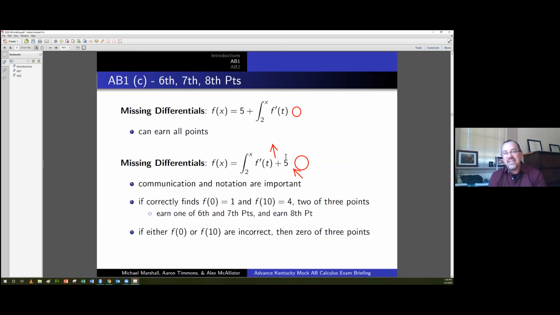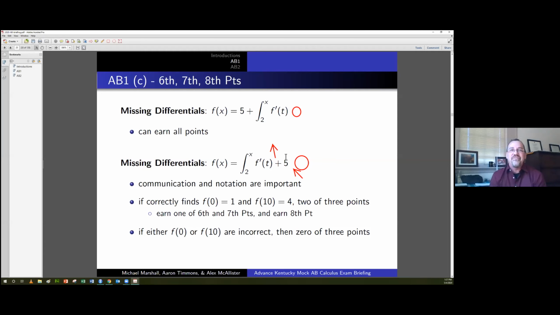Because communication and notation are important here, if we see them correctly finding f of 0 equals 1 and f of 10 equals 4, in the context of this missing differential expression for f of x, then the student is going to be allowed to earn one of those first two, the sixth and seventh point, and we'll let them earn the answer point, the eighth point. They're only earning one of the two because they haven't communicated clearly, and that's one of our big goals in AP Calculus and as mathematicians.